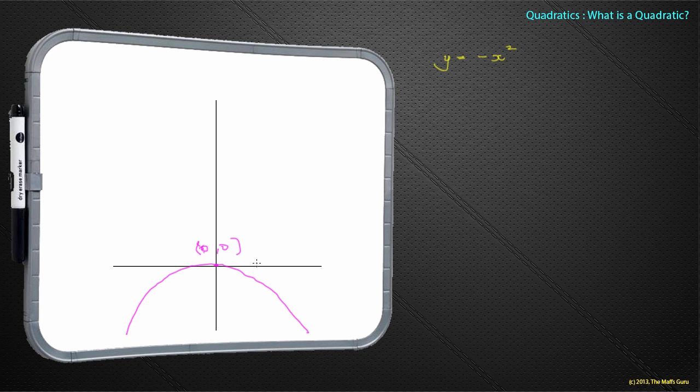Same point going through the axis, but rather than being called a minimum, this time it's a maximum. Why is the point a maximum? Because it's the top of the curve, exactly the same. It's just a reflection in the x-axis. So that's the minus sign.